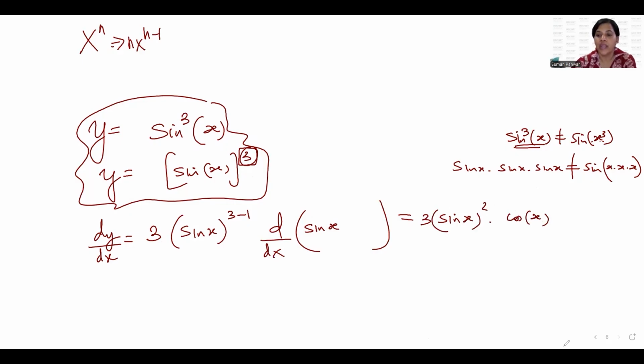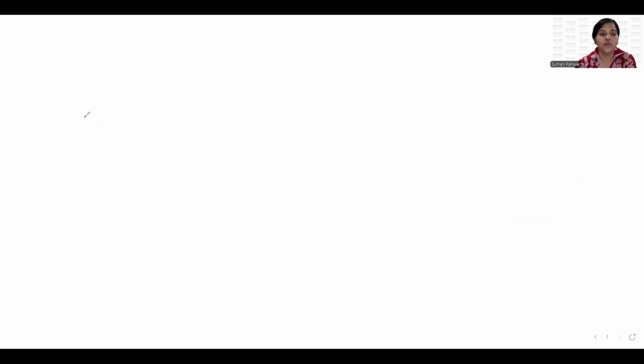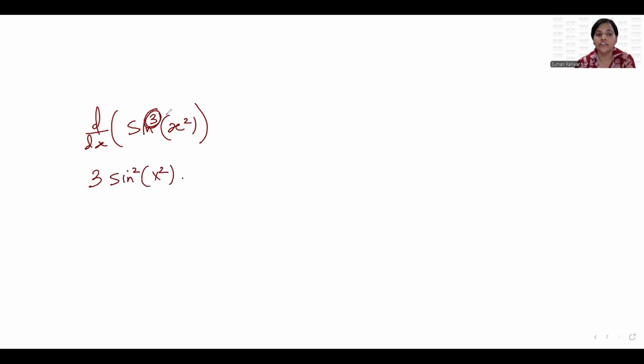Now suppose you have to calculate the derivative of sin cube x square. What will you do? You have to look at this power first. So 3 sin square x square. Now, after the power is done, differentiate the function: cos x square. Now, after sine is also done, differentiate x square: 2x. So this is how we follow the chain. Let's do one more example.